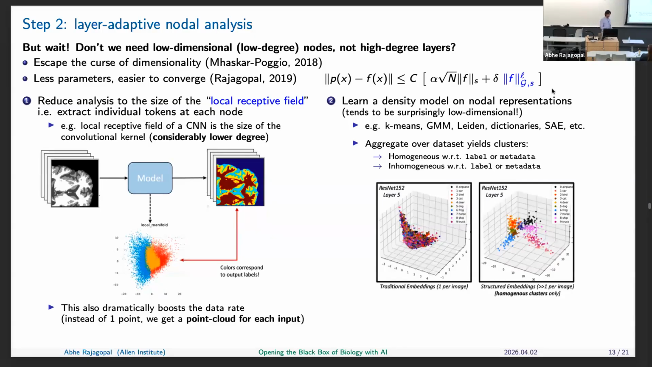So here's a really simple example. If you ignored everything I just told you about reducing to the size of the local receptive field and you tried to cluster the embeddings from something really simple like a ResNet, you might say, oh, the embedding space is really not structured. Here I ran PCA on it, and it really doesn't look structured. All the classes are mixed up. That must be a really rough function. But if you apply this nodal analysis trick and you look at all the individual patches and you cluster those patches using these density models and you keep the homogeneous clusters with respect to each class, what you see is that actually the model separates those classes really, really well.